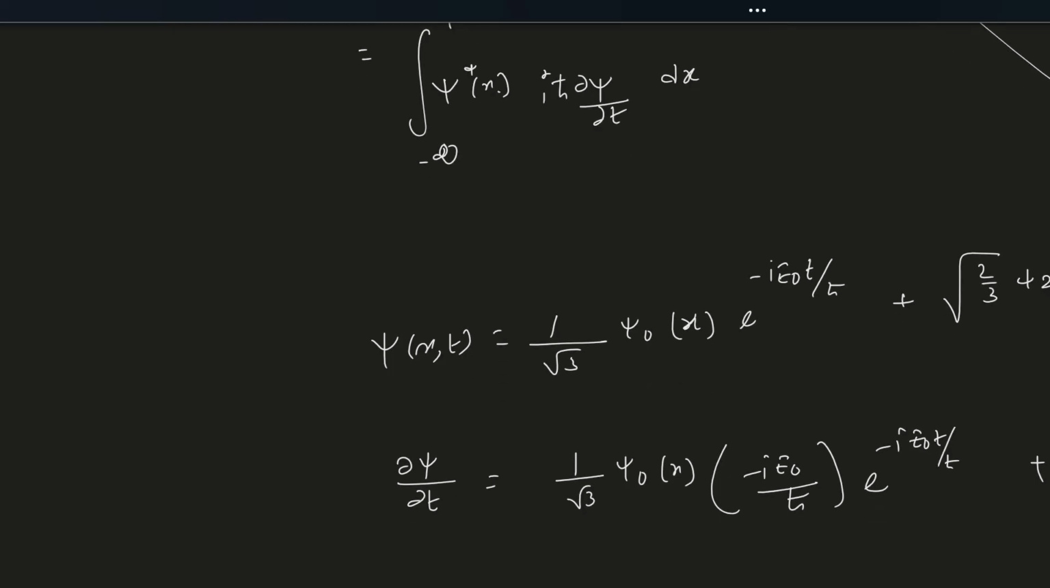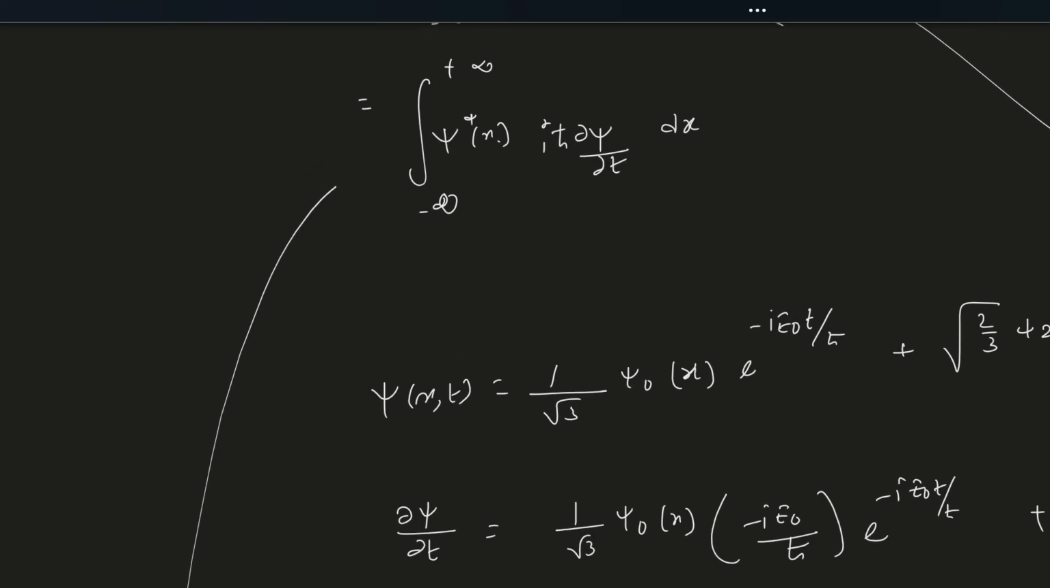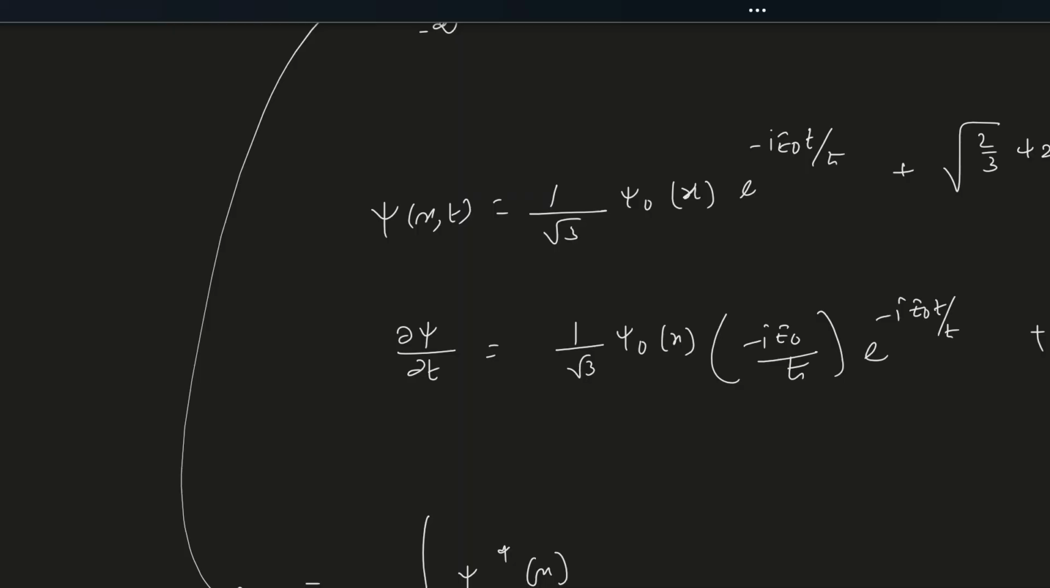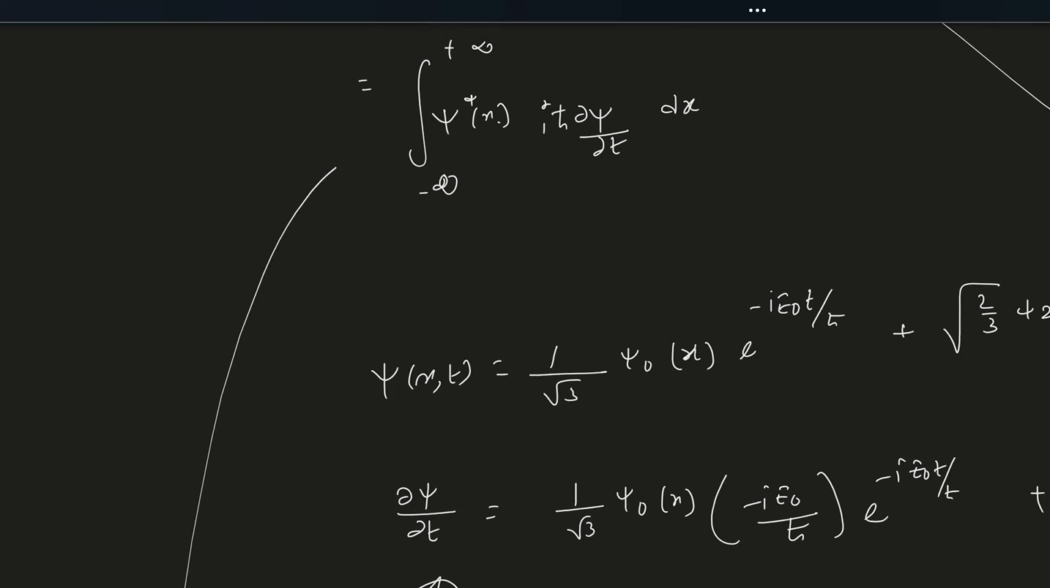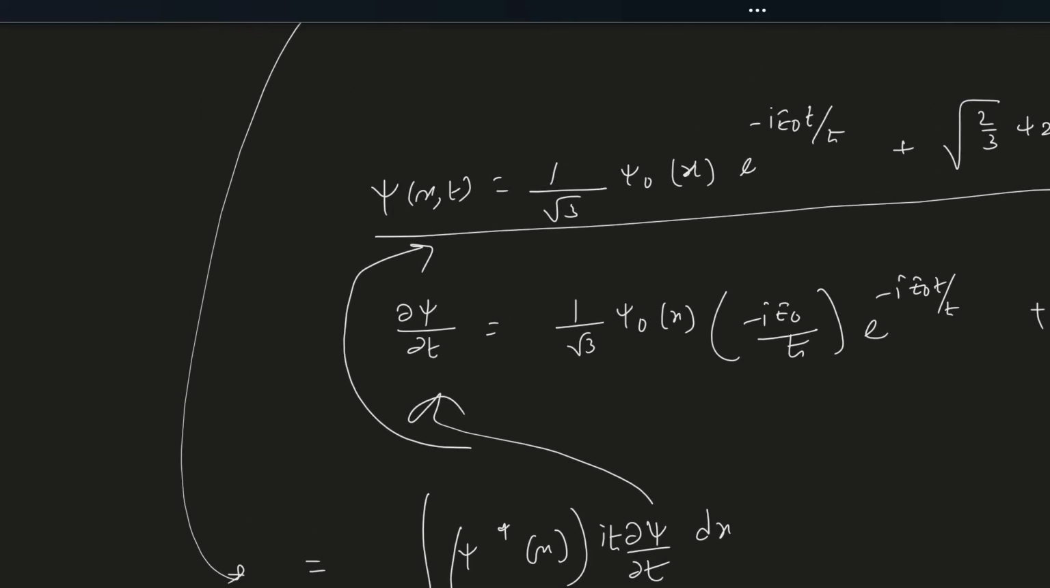Right, so once you have this, then again go back to this step. This is the integral of psi star x. Remember, this is the entire psi. So psi star x and i h cut del psi del t dx. Now del psi del t you have to replace, and psi star x you have to replace by taking the complex conjugate of this form. Clear? So you do this one by one.